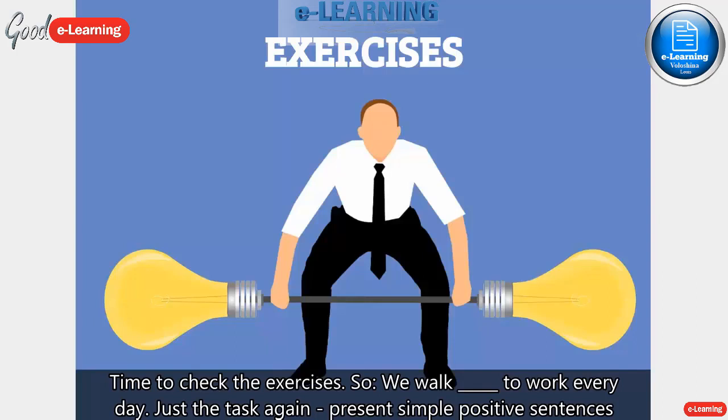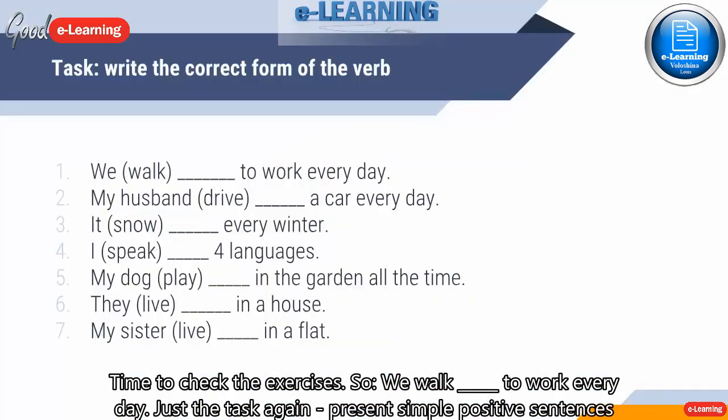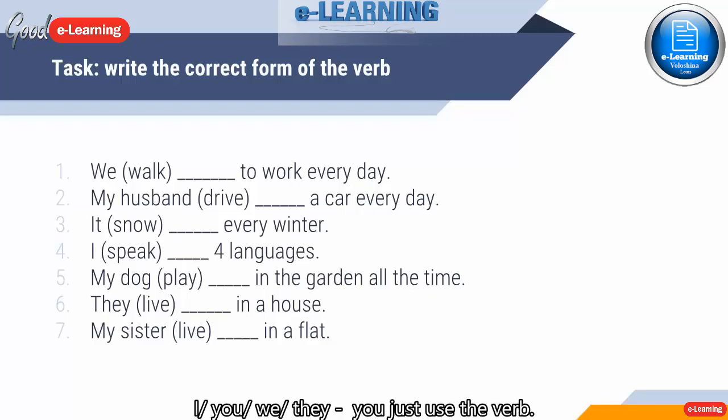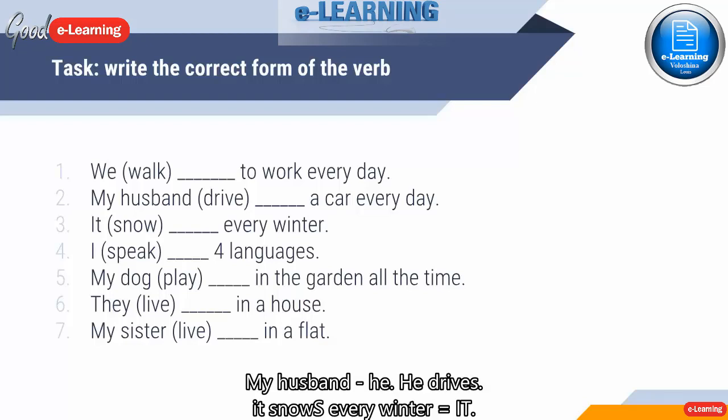Time to check the exercises. So, we walk to work every day. Just the task again, present simple. Positive sentences we know only, so present simple, positive. He, she, it, the verb needs s at the end. In all the other persons, I, you, we, they, you just use the verb. Okay, we walk, no change. My husband drives a car every day. My husband, he drives. It snows every winter.